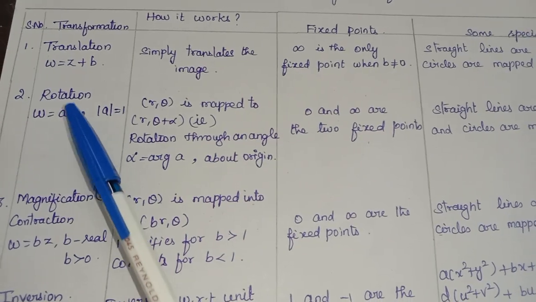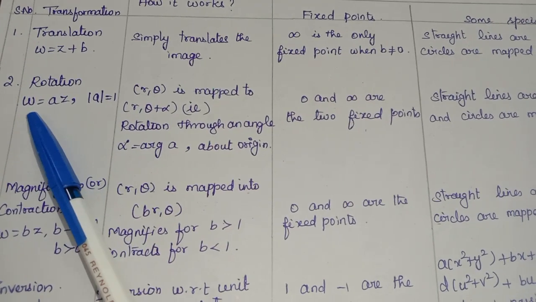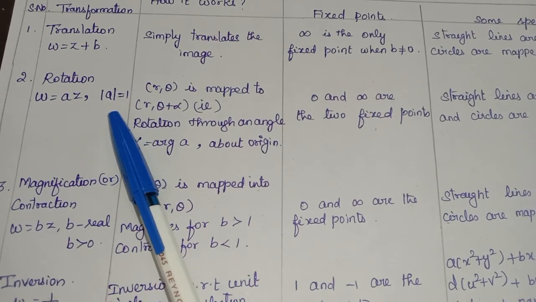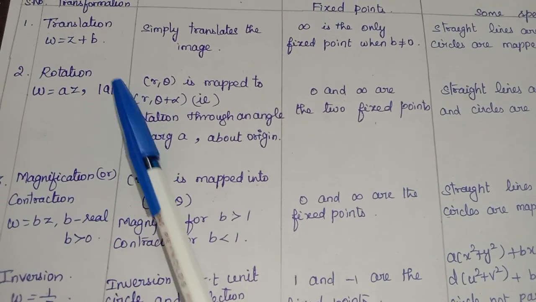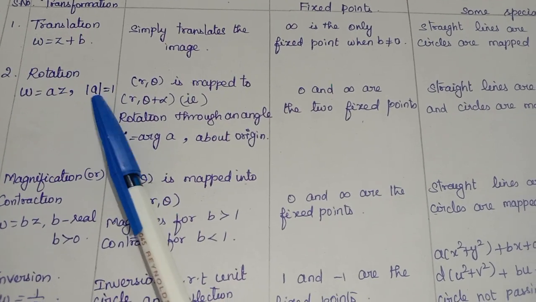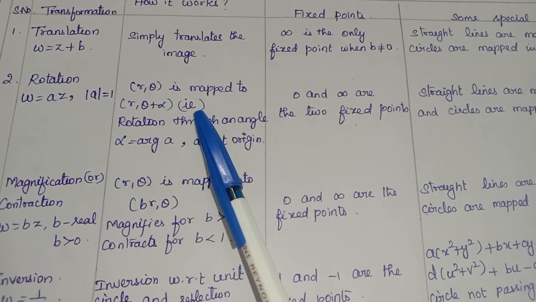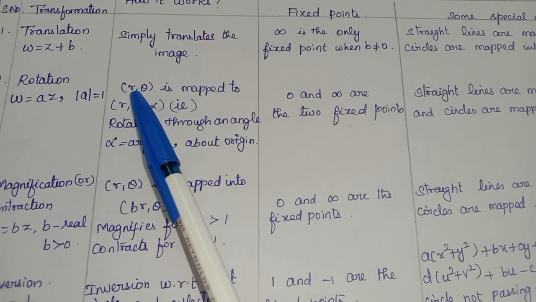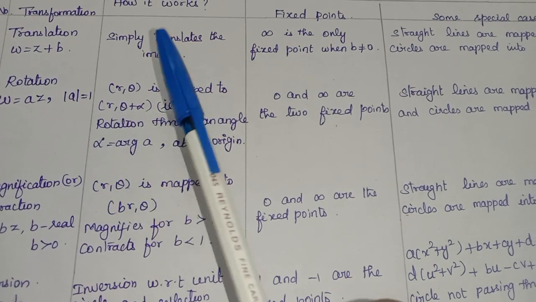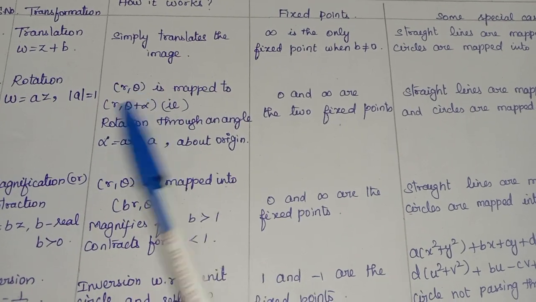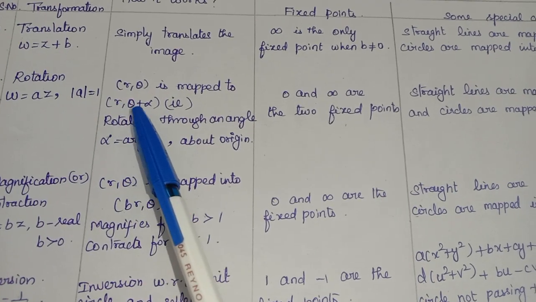Next one is rotation. Rotation is defined by W equal to AZ, where the modulus of A equal to 1. This condition is a must for rotation. For rotation, what it does is rotate. That is, suppose my domain has r, theta; my image will be r comma theta plus alpha.